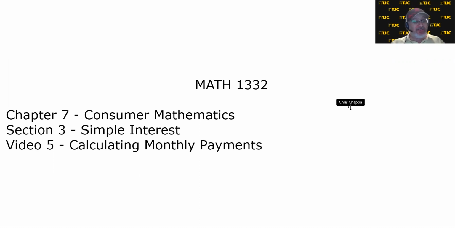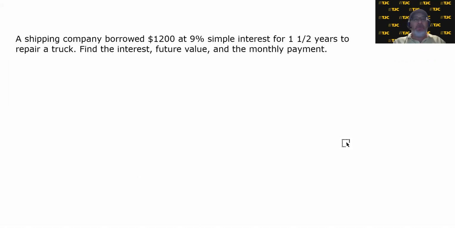The nice thing about this is that I kind of snuck one of these in a couple of videos ago. So let's formalize it, or rather introduce it formally with an example. A shipping company borrowed $1,200 at 9% simple interest for 1.5 years to repair a truck. Find the interest, future value, and monthly payments.